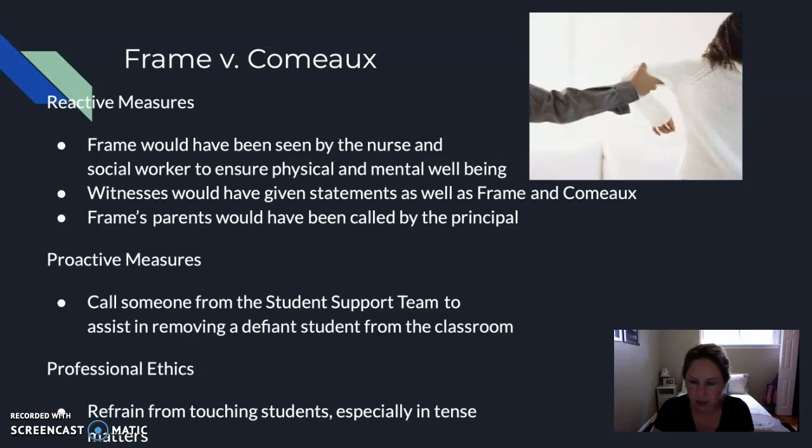Additionally, some professional ethics. You would reiterate to your staff to refrain from touching students, especially in tense matters. I think it's perhaps a little bit different in elementary school where I'm at, for a teacher to give a student a hug or something like that. But it's definitely a district protocol on that. However, in a matter such as this where tensions are high, I would definitely refrain staff from touching students.